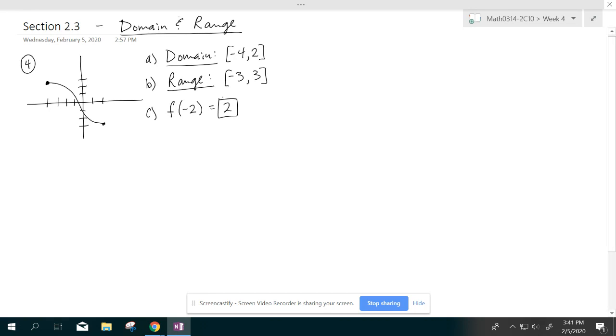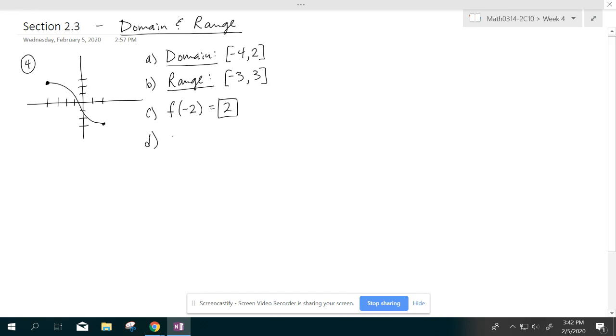Okay? What about f of negative 4? That would be a 3. Okay? What about f of 0? That looks like about negative 1. About. You'd have to estimate that, okay? Y'all kind of see what I'm saying? So f of whatever says to go to that number on the x and then go up or down till you hit the graph and see how high that is.